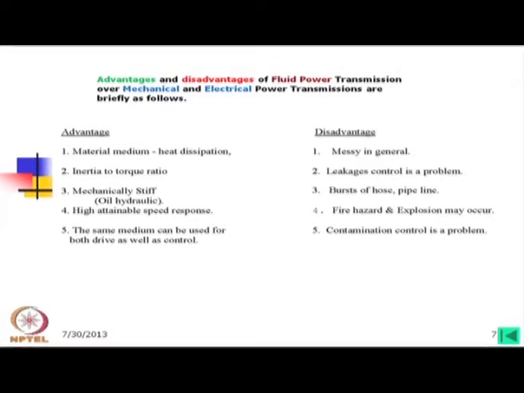And the fifth disadvantage, contamination control is a problem, because some part of the fluid power system is exposed to the air and it takes in dirt, and cleaning this becomes a problem. There are many other disadvantages as well as advantages, but those are minor.